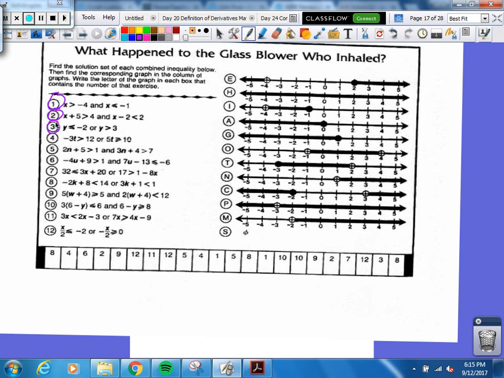What happened to the glass blower? Who inhaled? I don't really know what's going on. See if you can figure out down below. Good work.